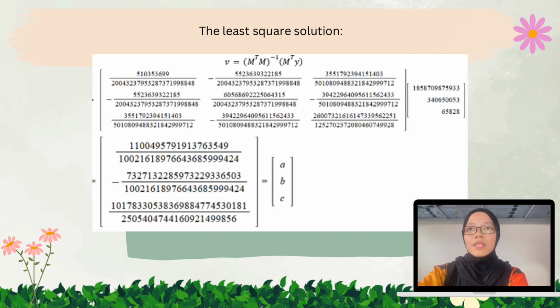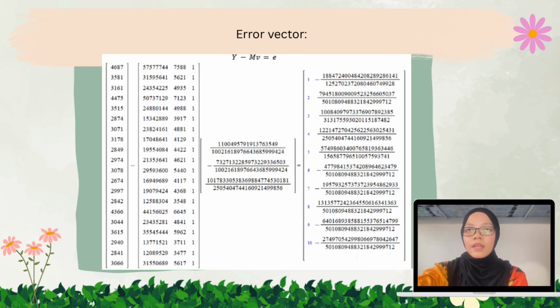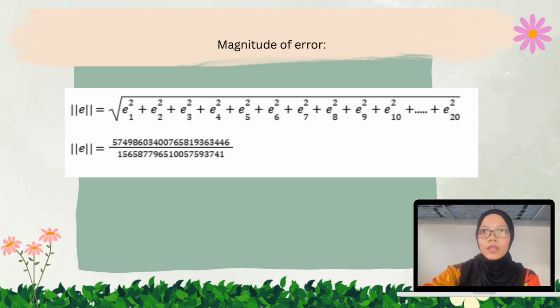Next, we calculate the least squares solution. We let V equal to (M transpose M) inverse multiply M transpose Y. After we calculate the least squares solution, we will get the best fit quadratic curve. So this is the fit quadratic curve. Next, we calculate the error vector. We let Y minus MV equal to E. Lastly, we calculate the magnitude of error. And this is our answer for the magnitude of error for the quadratic equation.